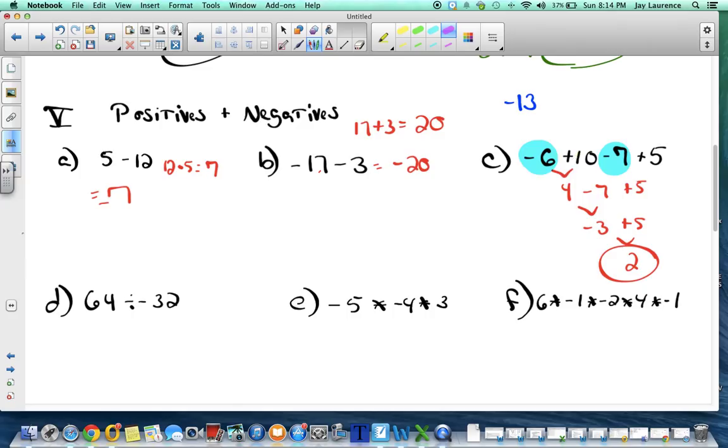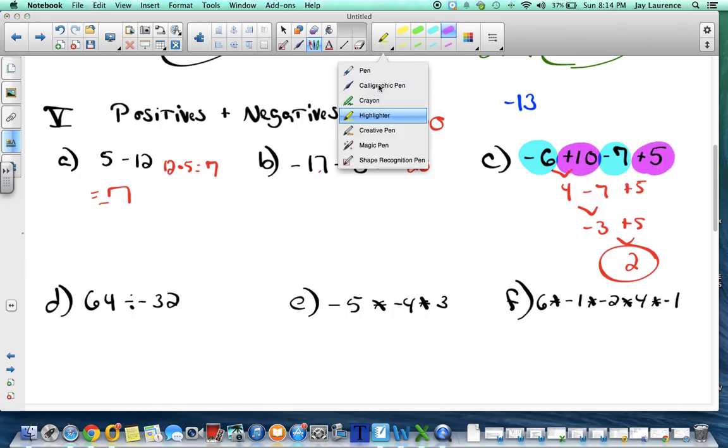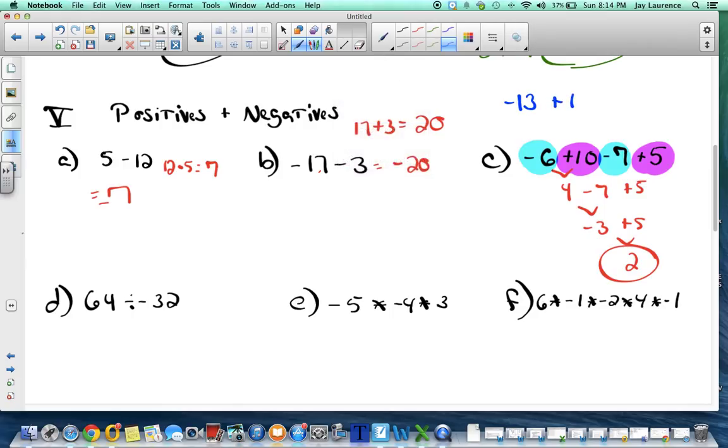I have 10 positives and 5 positives, so therefore I have 15 positives. Well, 13 negatives, 15 positives, there's going to be 2 positives left when everything cancels. I like my way better, but this is the accepted way, and you're welcome to use it.